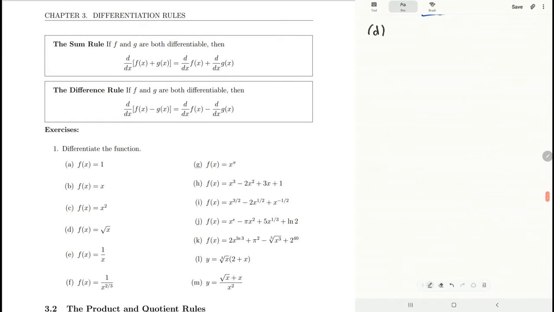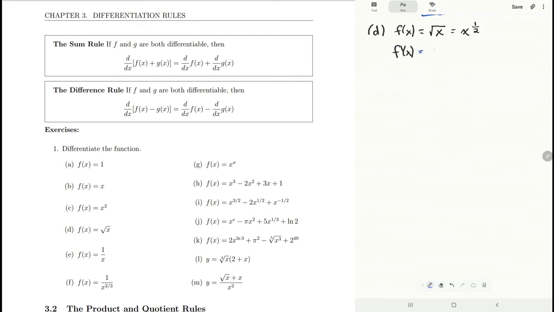In the next example, we have f is equal to the square root of x. So again, it's another power function. And if we're dealing with square roots, or any root in general, we want to rewrite the root as an exponent. So the square root of x can be written as x to the power of 1/2. And so we can apply the power rule where the exponent is 1/2.